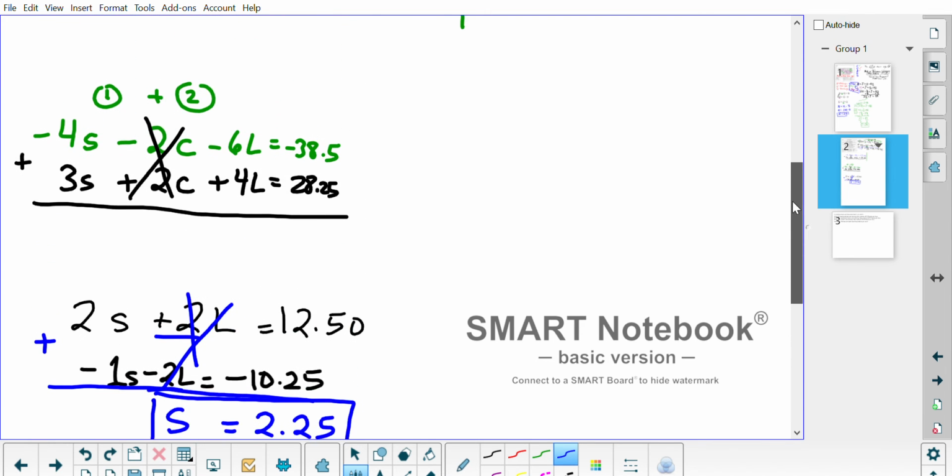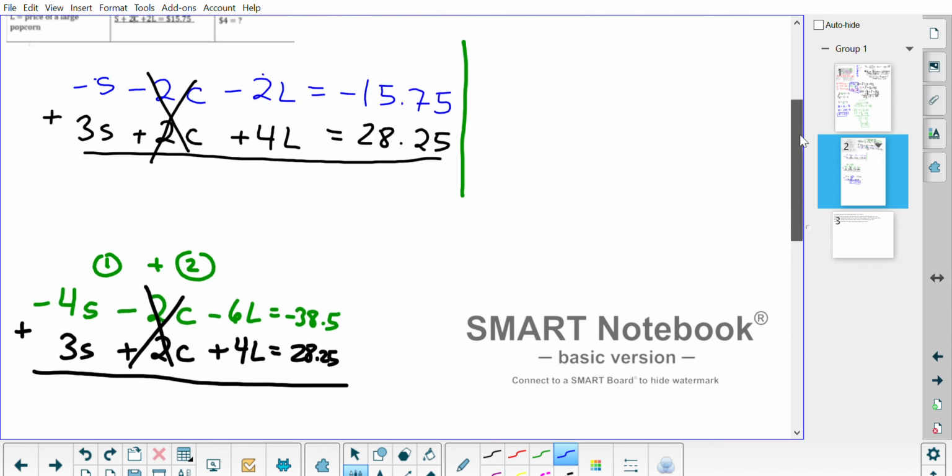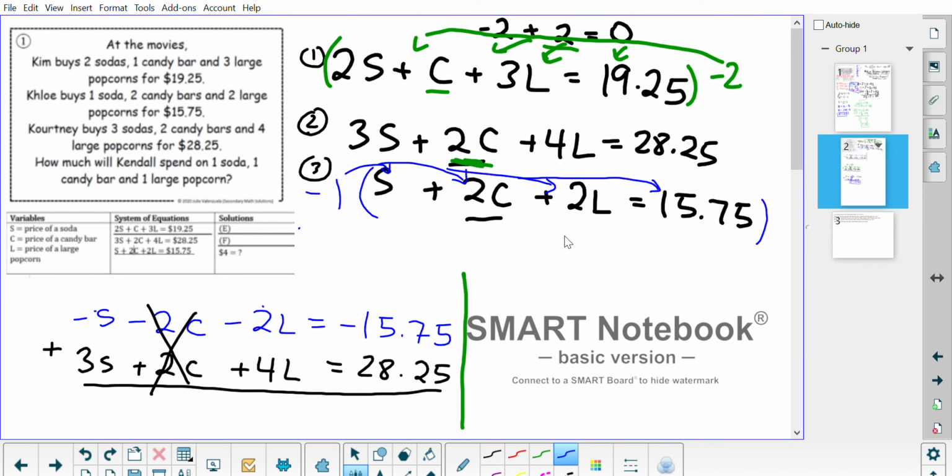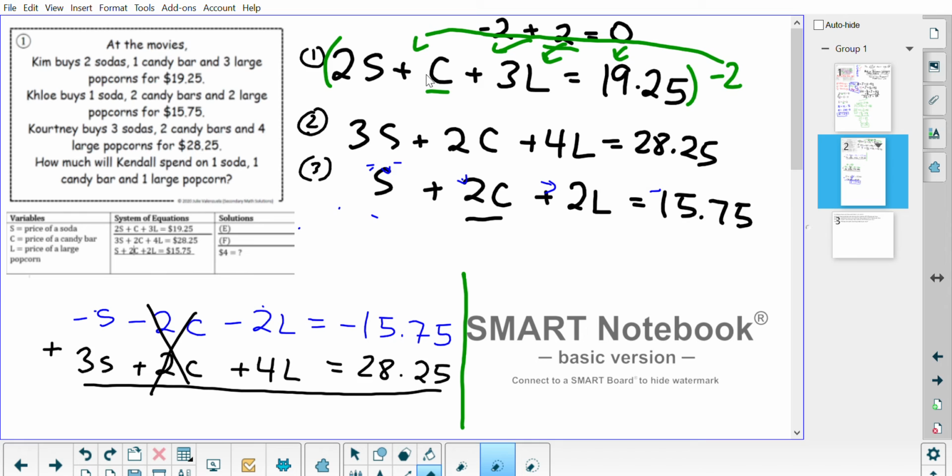We're pretty okay right now. We have the price of soda is $2.25. Now you're probably wondering, well, Miss, now we have like three of them, right? How are we going to go ahead and find the other variables? Now, because we found the price of soda, it's going to be easier for us to find the prices of the large popcorn and that candy bar thing.